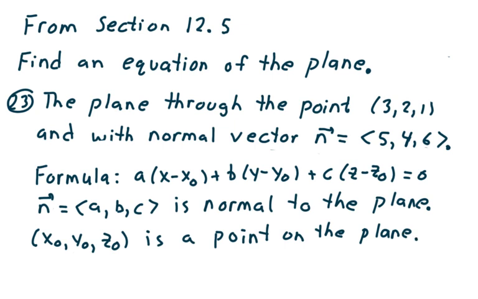So if we look at our problem, look at the point (3, 2, 1). If I label this accordingly, x naught is 3, y naught is 2, and z naught is 1. And for n, a is 5, b is 4, and c is 6.